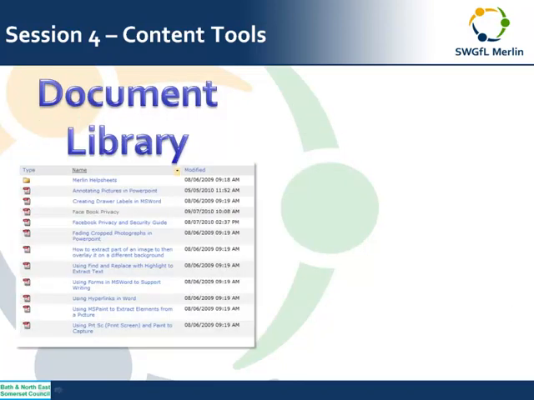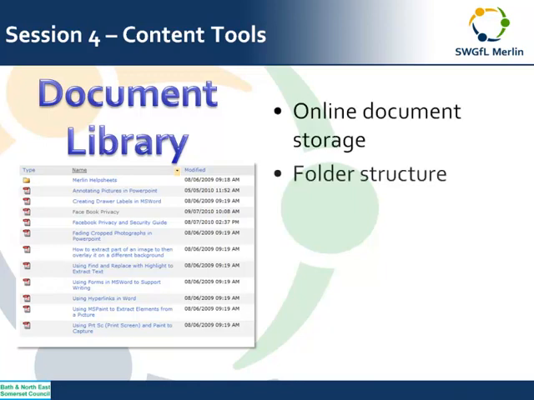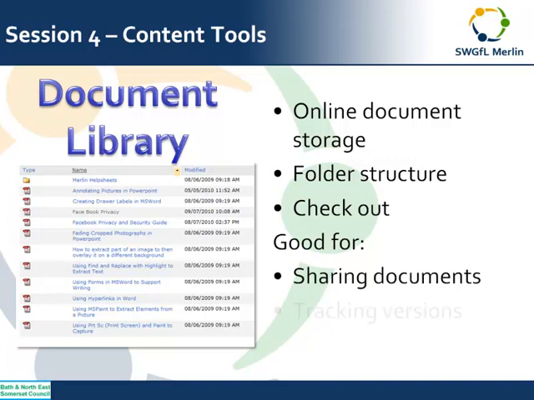A document library is where you can store documents online, and they can have a simple folder structure to help you organise your files. Document libraries also have a checkout system, which helps prevent confusion when two people edit the same document at the same time. The document library is good for sharing documents and tracking versions of documents. For example, when editing a policy, Merlin can track newer versions of the document and automatically label them version 1, version 2, and so on.